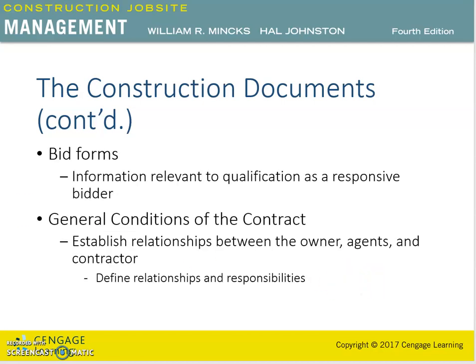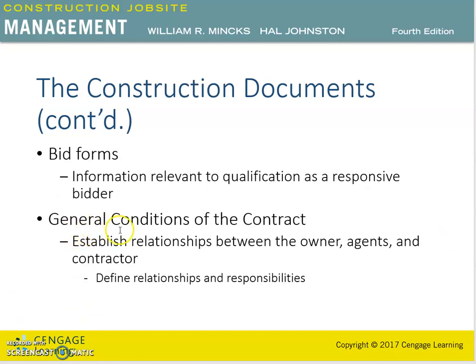Next is the bid form. Bid forms include information relevant to qualification as a responsive bidder, such as receipt of addenda, bid price, alternate pricing, proposed completion of construction, subcontractor information, and certifications of compliance to regulations.